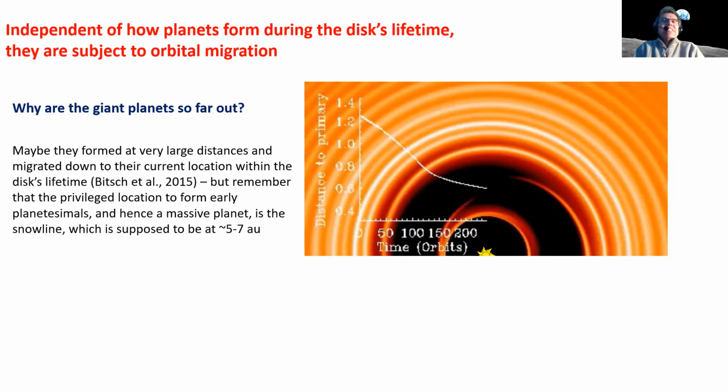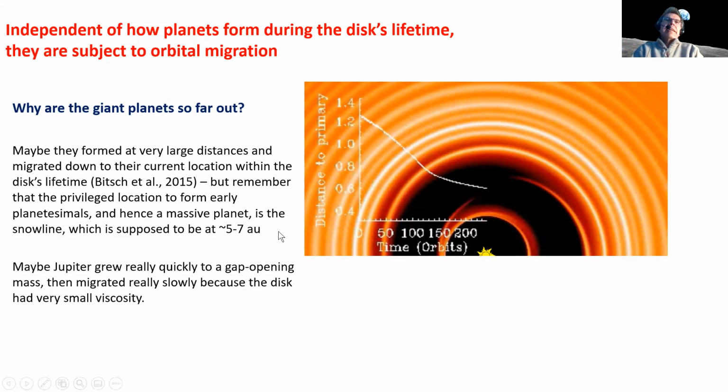And the snow line in an early disk should be 5, 7, maybe 10 AU. So not so far from the current location of Jupiter. So Jupiter must have had a reduced migration. And how? The other idea is that Jupiter maybe grew very quickly to a mass capable of opening a gap in the disk. And then the disk had a very small viscosity, and therefore the migration of Jupiter, once opening a gap in the disk, was extremely small. How realistic this scenario is is under exploration.